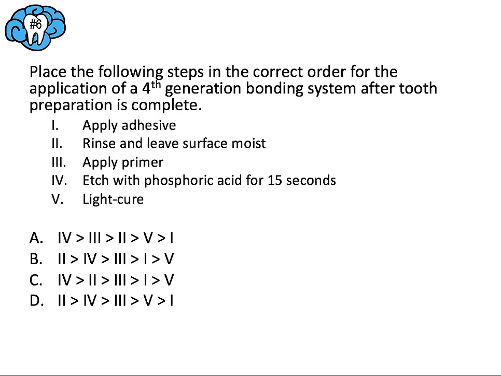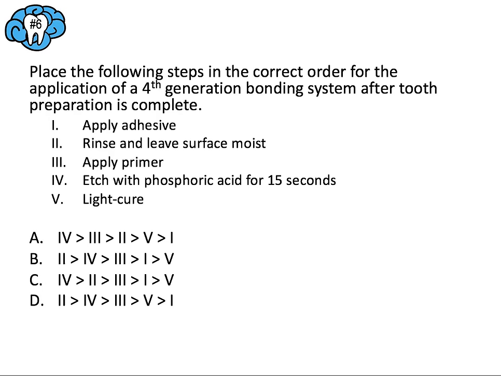All right, so this one is a tough one. It's a long question. There's a lot going on, and I know it can certainly be overwhelming just looking at it. So let's break this one down, and I promise you know everything you need to know for this question. So the 4th generation bonding systems are our gold standard. That's where everything is in its own bottle. So we just need to follow all of the conventional steps.